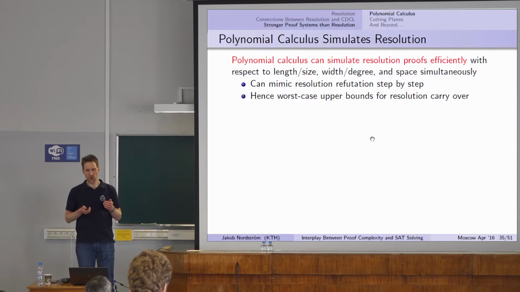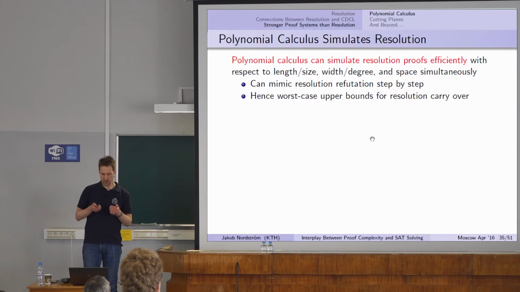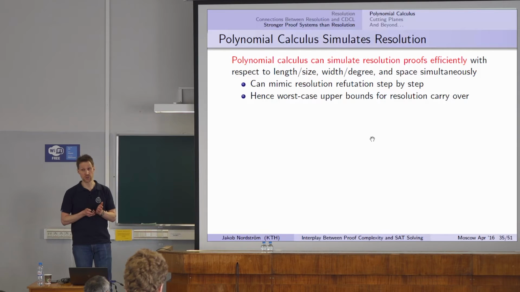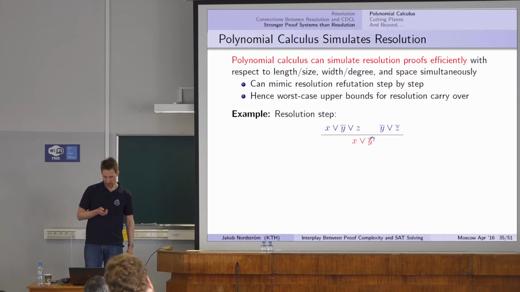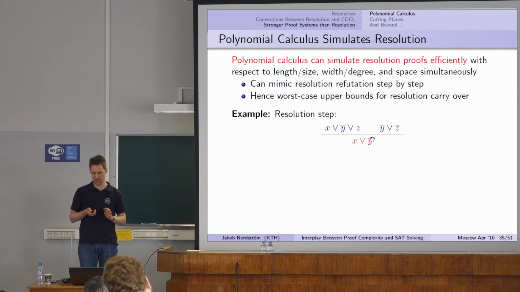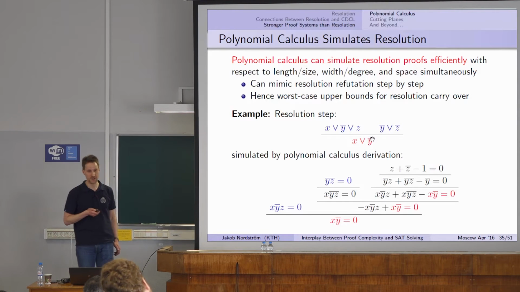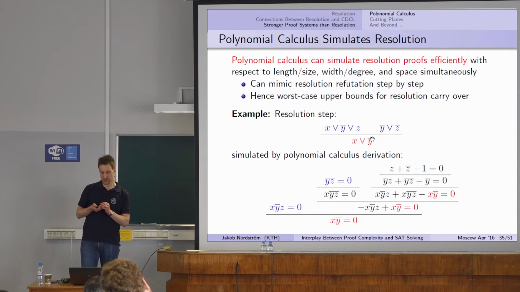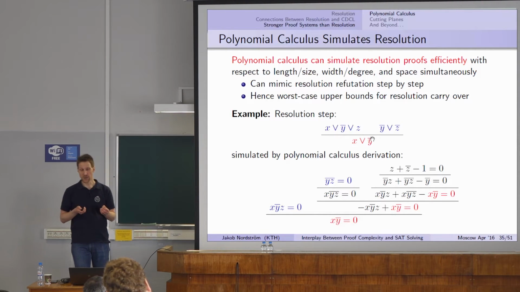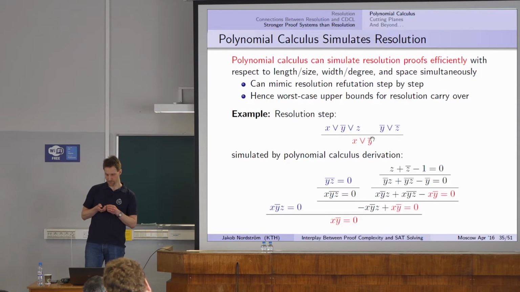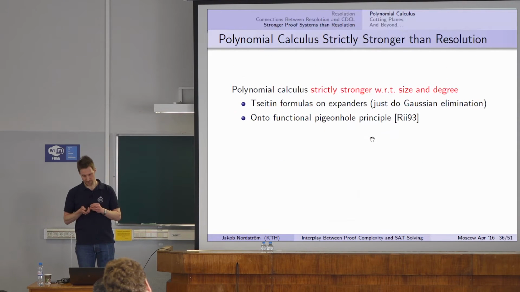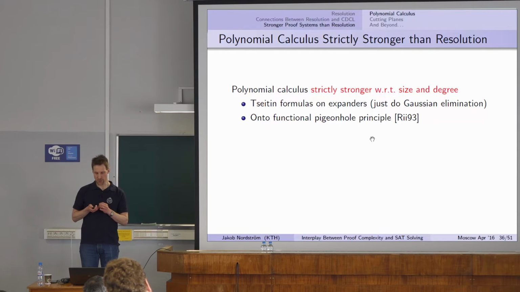So it's not hard to show that polynomial calculus can do anything that resolution can do. So you can just mimic resolution step by step. In the interest of time, I have the simulation on the slide, I think I'll skip it. It's just an easy exercise. So that means that any upper bounds you have for resolution carry over to polynomial calculus. It's also strictly stronger because it can do things that resolution cannot do.